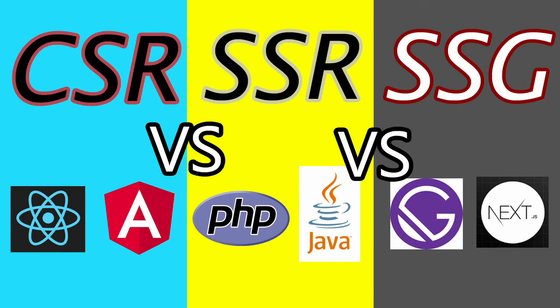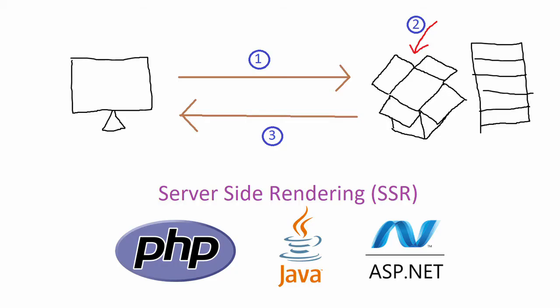In this video, we will be discussing the differences between client-side rendering, server-side rendering and static generation. To begin with, these are the different ways in which you can build a website. In server-side rendering, as the name says, the web page is created completely by the server before it is sent to you. So you get a page which is complete and everything that you need is already there.